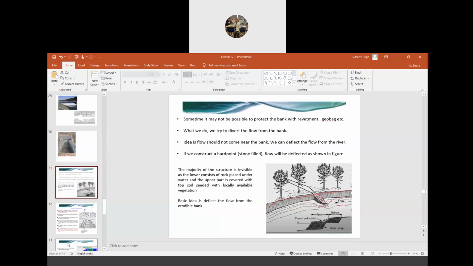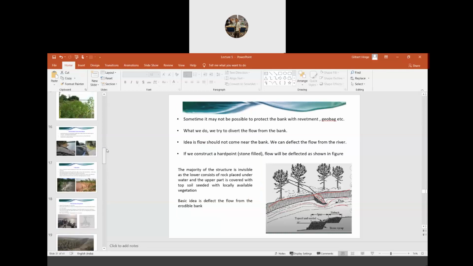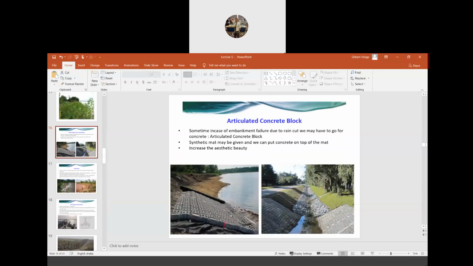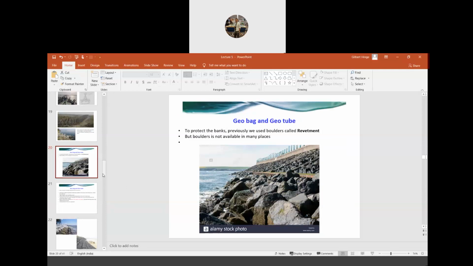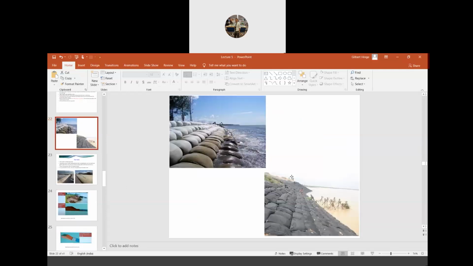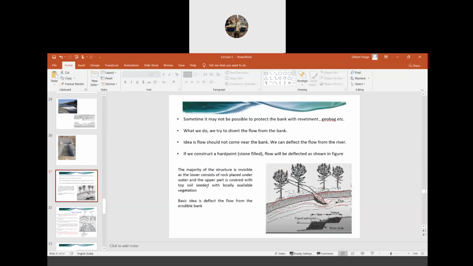Fine then. So now, see, so far what we discussed, let me show you. What we discussed, in order to protect the bank, we generally place some kind of a concrete block, right? Then we place some kind of a revetment, we place some kind of a geobag, but it may happen, let me go to this slide. It may happen sometimes, okay? It may not be possible to protect this bank with revetment, with geobags and all.